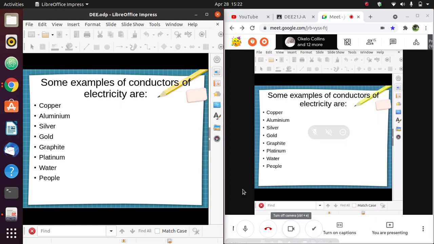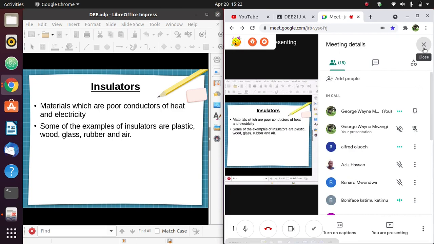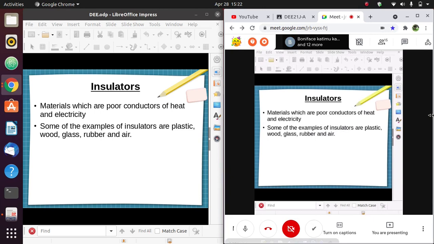Now what are insulators? Insulators ni nini? What do you mean by the term insulator? What is an insulator, Alfred? Insulators are materials which do not conduct electricity, heat. Yes. They are poor conductors of heat or electricity. Now, examples of insulators ni kama wood, glass, plastic, even air can be an insulator.